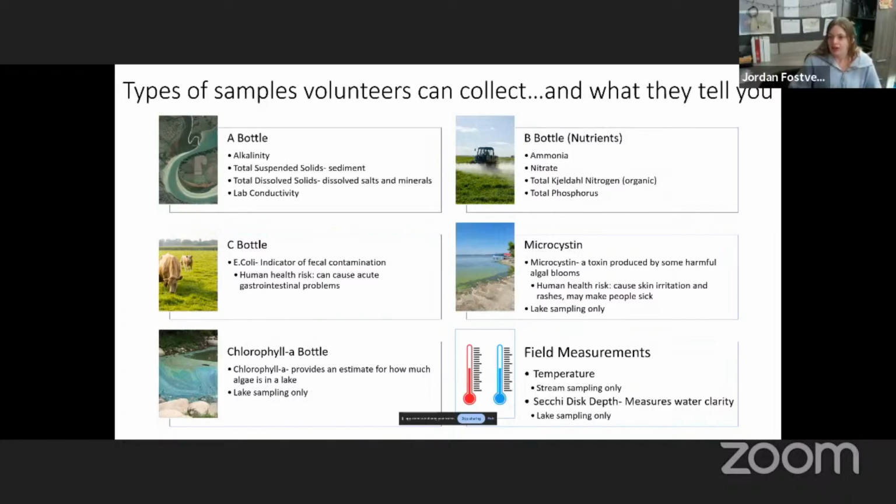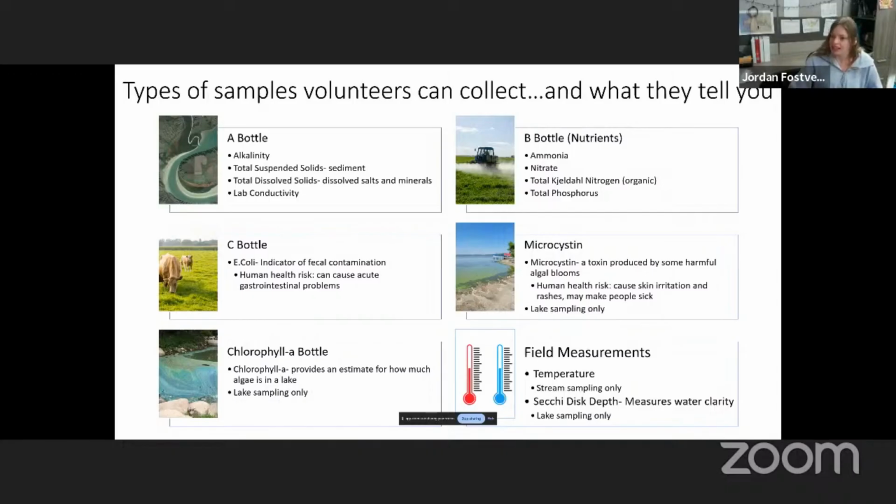Then we have the B bottle, which can be summed up by nutrients. Nutrients are ammonia, nitrate, total Kjeldahl nitrogen, which is the organic nitrogen, and total phosphorus. The next one is a C bottle, which is just E. coli. We use E. coli as an indicator of fecal contamination in water bodies. E. coli has a human health risk and in high concentrations can cause acute gastrointestinal problems.